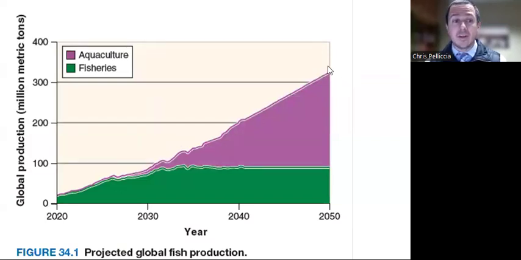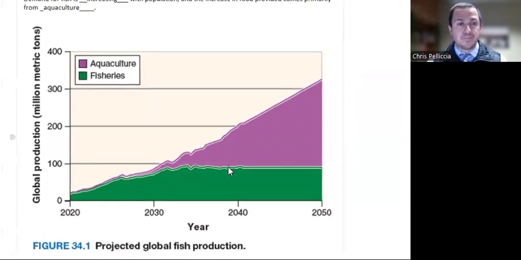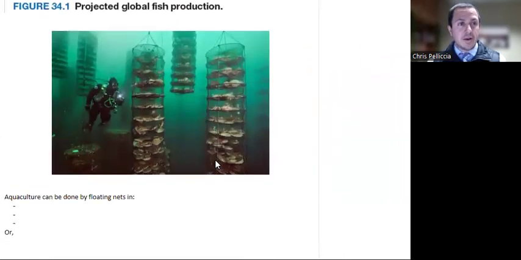The hope is it grows rapidly to pick up the slack there. I've got down here just another picture of aquaculture. Here we're growing, looks like some sort of shellfish, and there's a scuba diver investigating the shellfish cages or traps. Again, this is an artificial harvesting method for shellfish. This aquaculture can be done in floating nets.